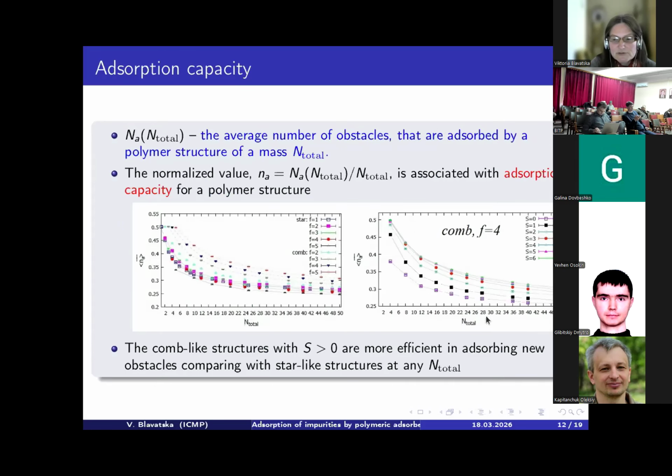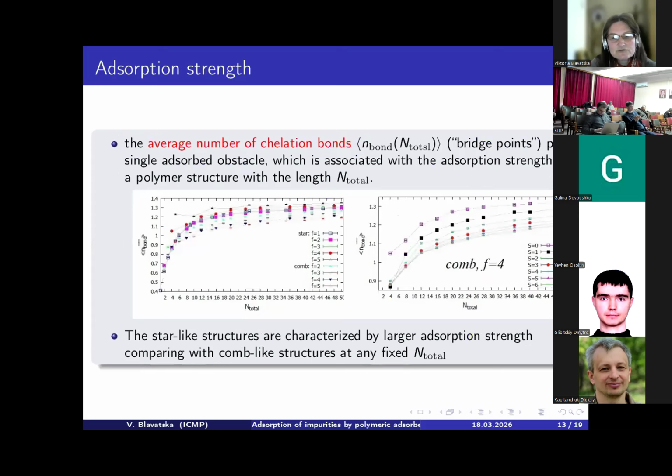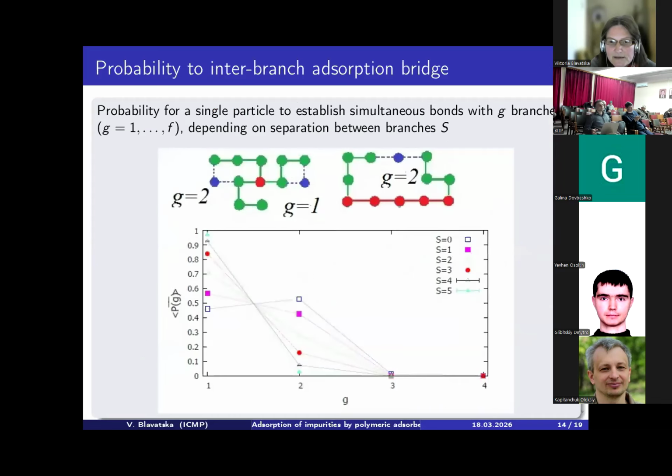But this is not the only quantity of interest in such adsorption processes. We can introduce another quantity which we call adsorption strength. What does it mean? It is the average number of chelation bonds per single adsorbed particle.